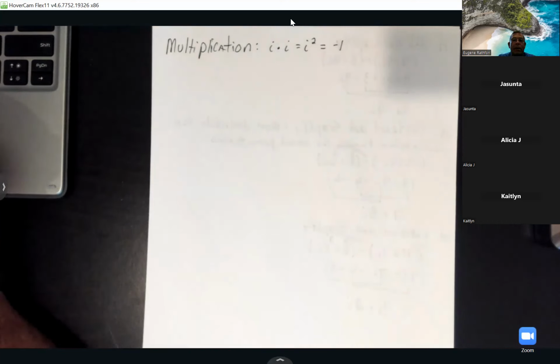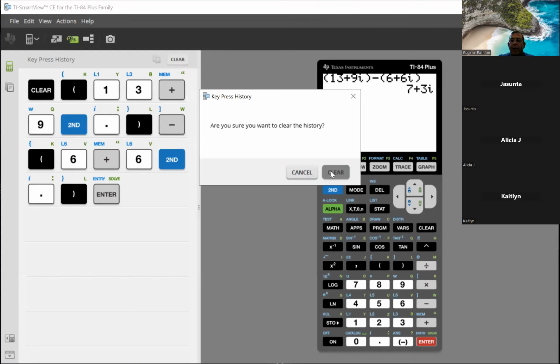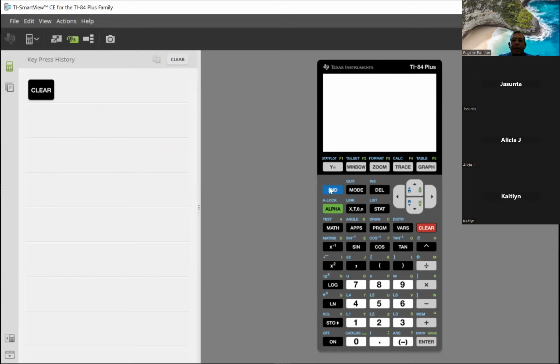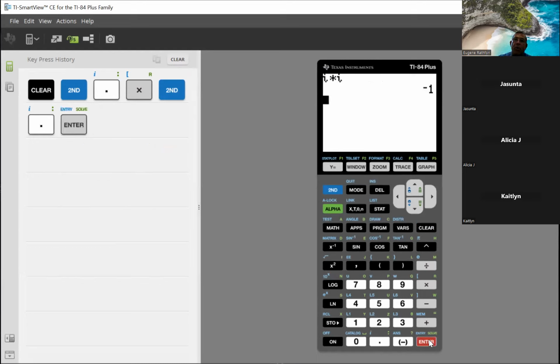So let me show you that on the calculator. So on my calculator, let me get everything cleared. If I did say second decimal to get an i, and I multiply that by another i, times i, watch what it gives me, -1. So if we get i squareds on this, we got to replace them with a -1.